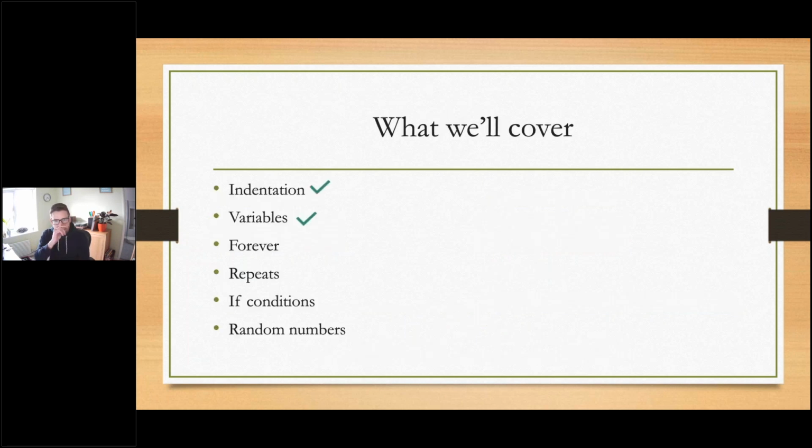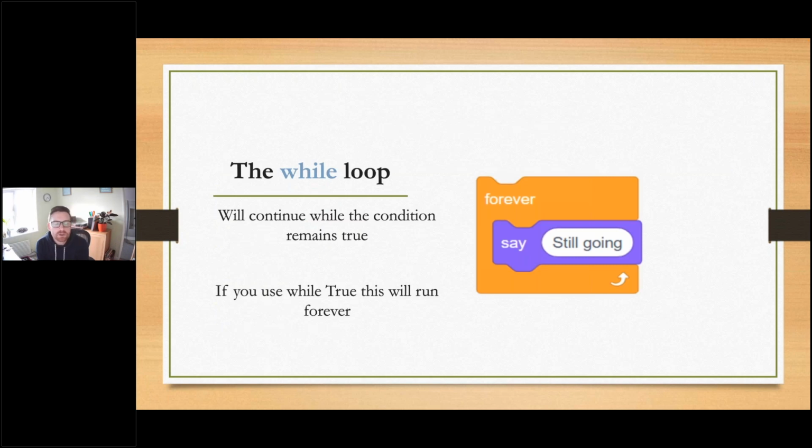So moving on, the loops that we might come across. There are two types of loop: the while loop, and the for loop. And there's a very clear difference between the two. The while loop happens while a condition remains true.